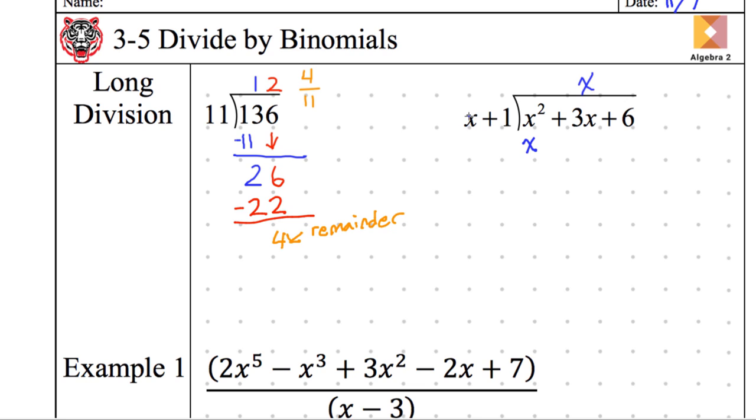No, it's not. Try again. 2. Good guess. You're close. Try again. X times x, Chris. X squared. X squared, there it is. Because it's x to the power of 1 times x to the power of 1, you add the exponents.